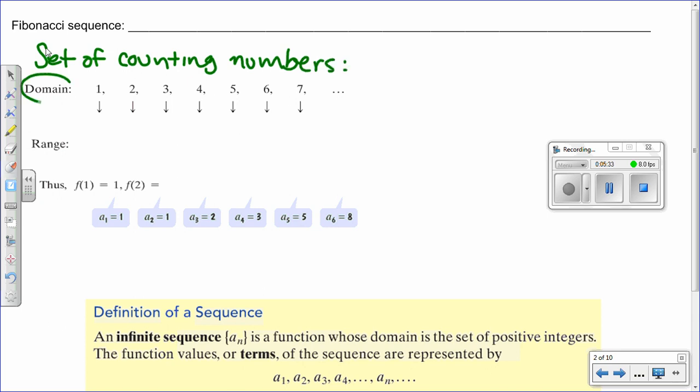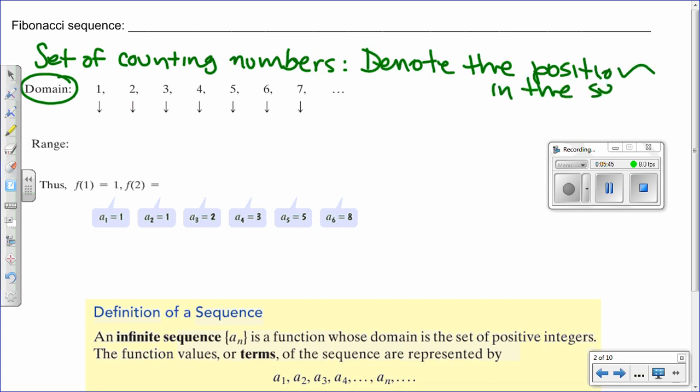And that is also going to denote the position in the sequence. So for example, the domain for the first term will be 1. We know the range will be, of course, the output of the sequence. So this is like the actual sequence term, not the order, but the sequence term.